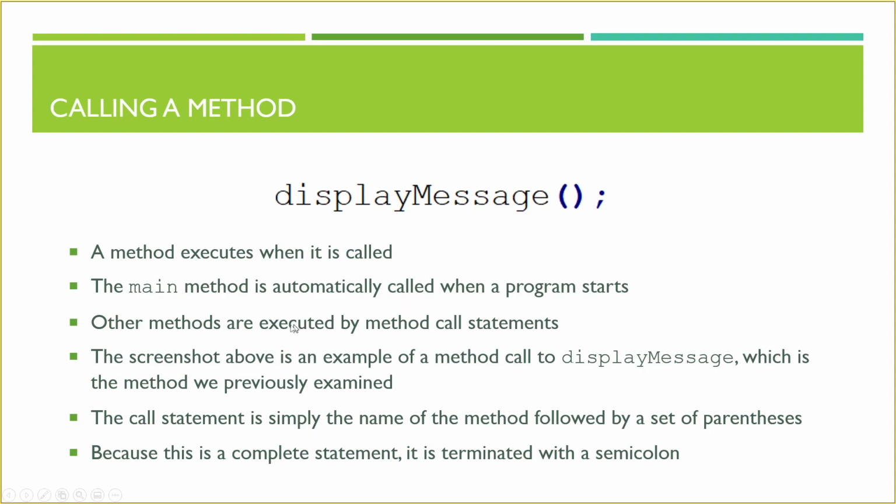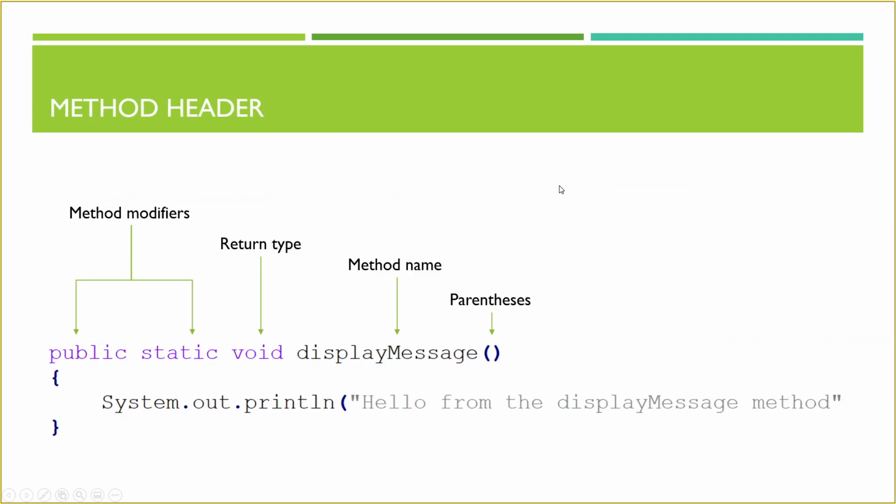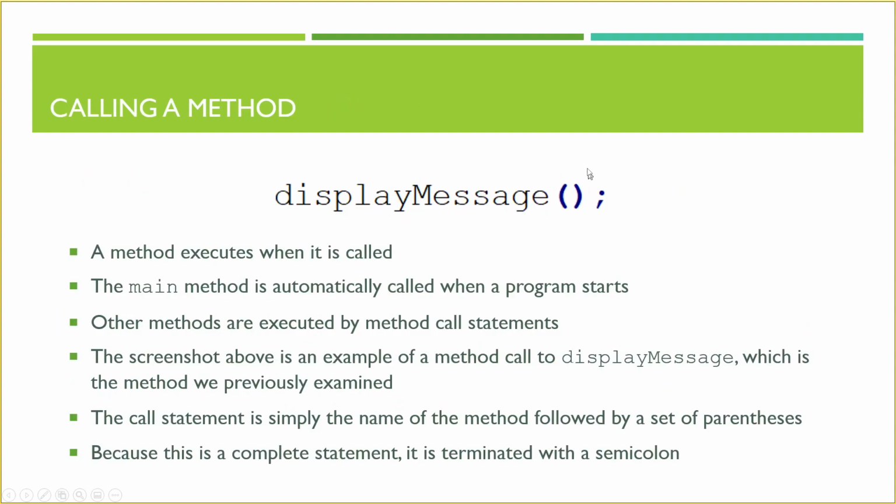Other methods are executed by method call statements. So this is an example of a method call statement to the displayMessage method, which is the one we looked at just a second ago. This is how we would call displayMessage in our program. The call statement is simply the name of the method, followed by a set of parentheses. And because this is considered a complete programming statement, we terminate it with a semicolon.